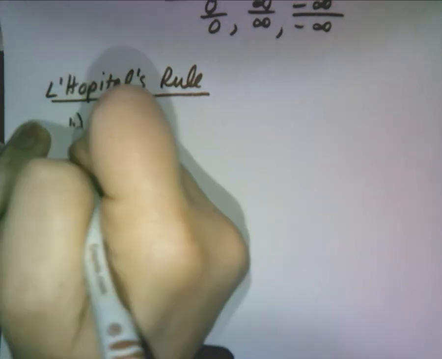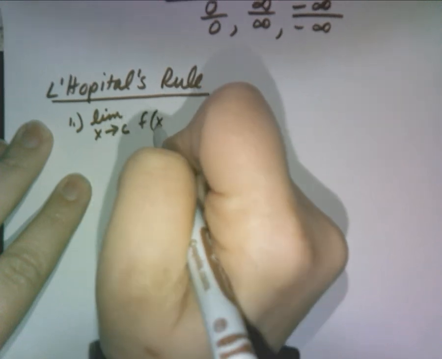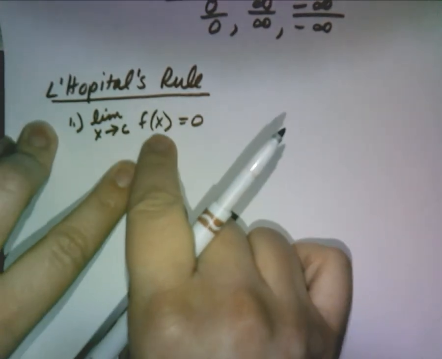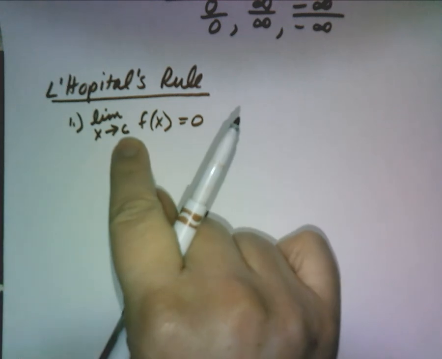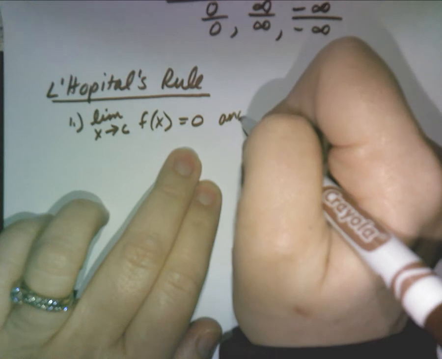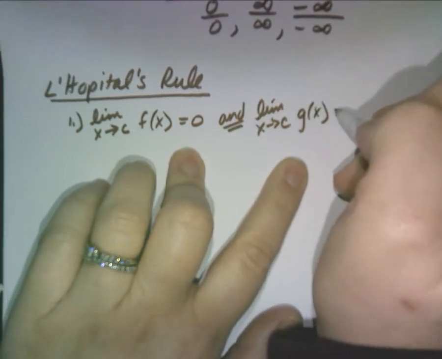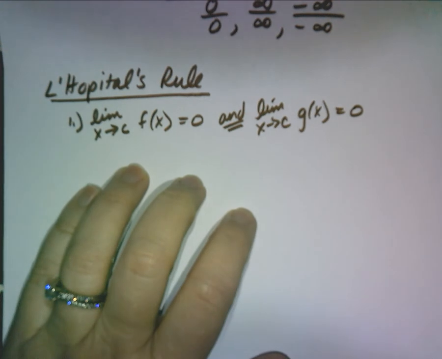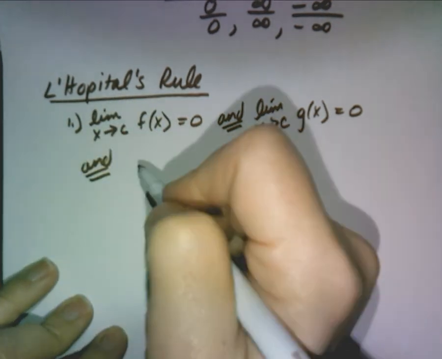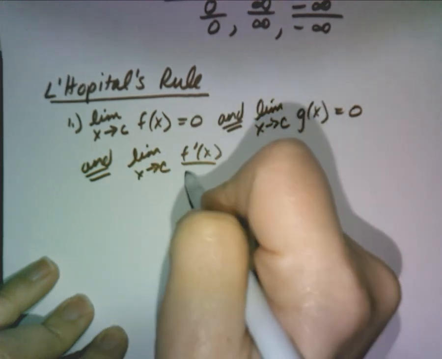Okay? All right. It says the limit as x approaches c of a function, if it equals 0, that's the first part. If you take the limit of a function at whatever point c, I don't know, 5, 6, 7, whatever you want to do, and it gets to 0, and the limit as x approaches c of another function equals 0. So you got two limits here. And wait for it, because there's 3 parts to this. The limit as x approaches c of f prime of x over g prime of x.